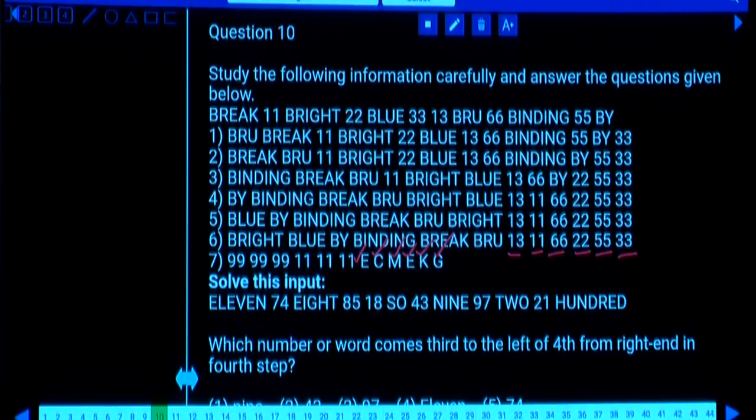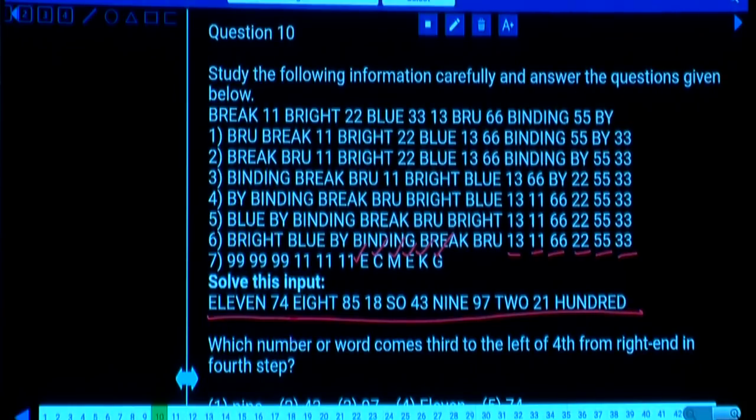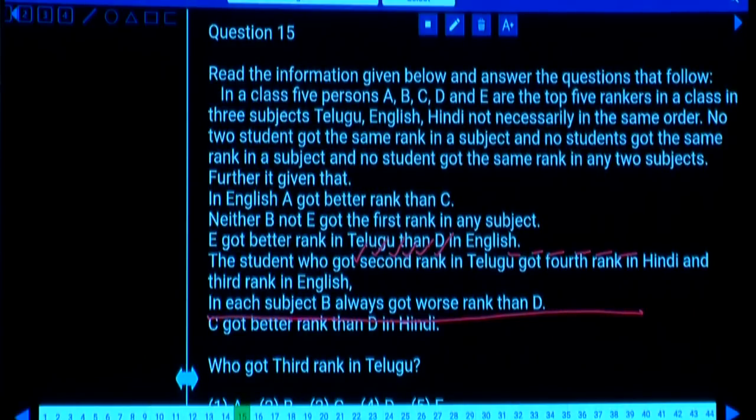Now solve this input with the help of the same pattern. You are getting the answers for all this. Question numbers 10 to 14. Then question numbers 15 to 18. Yes, so how many of you had done this one? Question numbers 15 to 18.